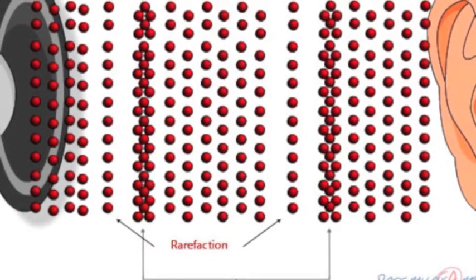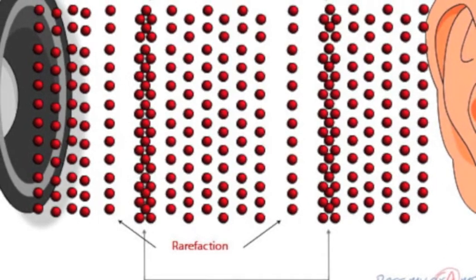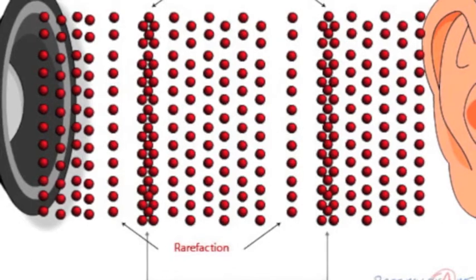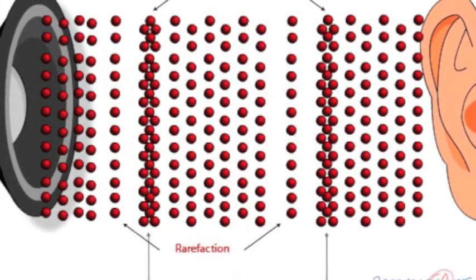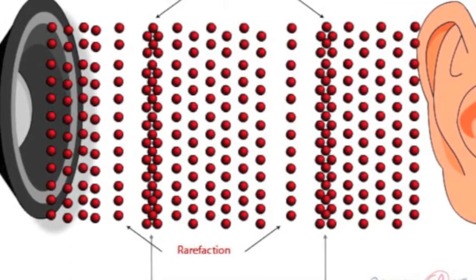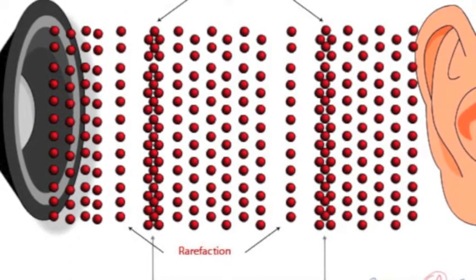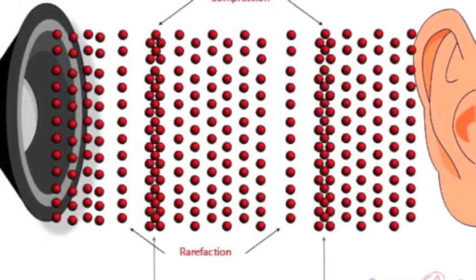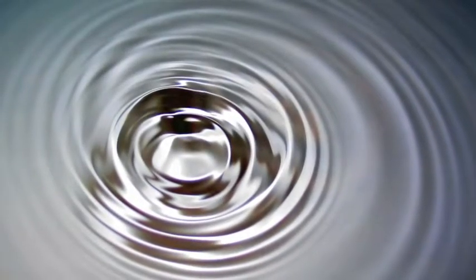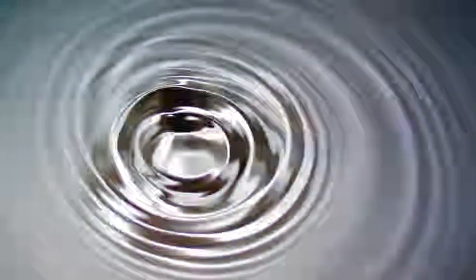This diagram represents longitudinal waves. A longitudinal wave is when the direction of the wave motion is parallel to the direction of the substance making up that wave. When the particles are closer together, it's called compression, and when they're spaced apart, it's called rarefaction. The last wave is called a surface wave, and the particles move in a circular motion.